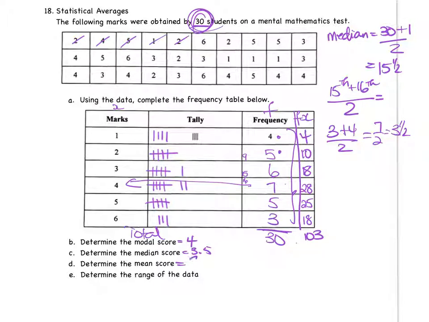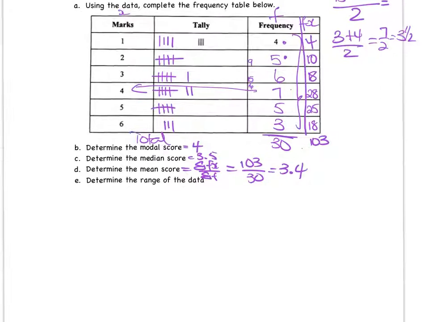So the mean score will be the sum of that column over the sum of the frequency, which means we'll get 103 over 30, which gives us 3.4. And the last piece, they ask us what is the range of the data. So we know that the range is the highest minus the lowest. So that would be 6 is the highest mark minus the lowest mark, which is 1. The range of the data is 5.